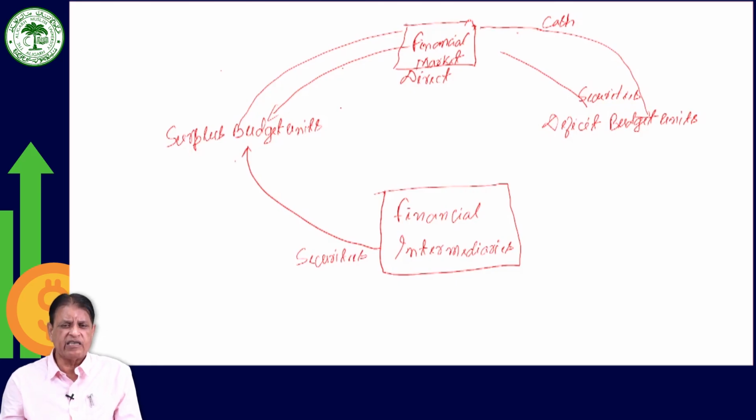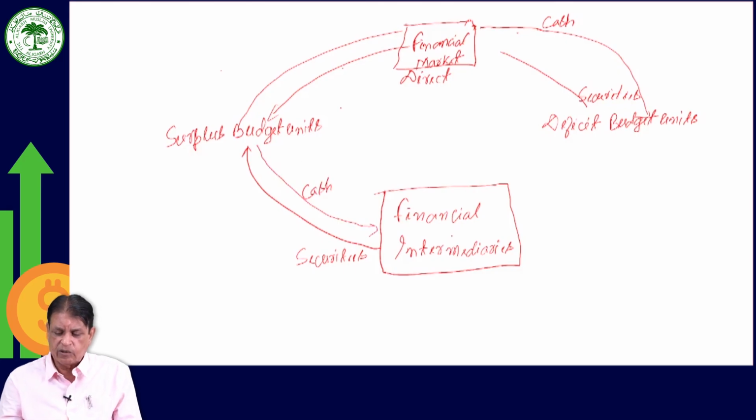They issue securities. These securities may be in the form of deposits, bonds, or other types of schemes like insurance. These securities may be in the form of mutual funds. Whatever it may be, they issue the securities, and these securities are purchased by the surplus budget unit, and the surplus budget unit makes payment. So, cash or funds go to the financial intermediaries.